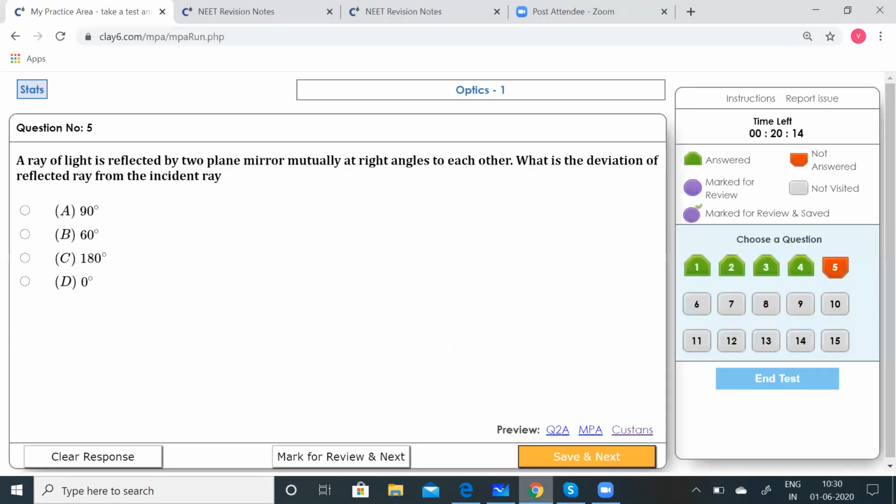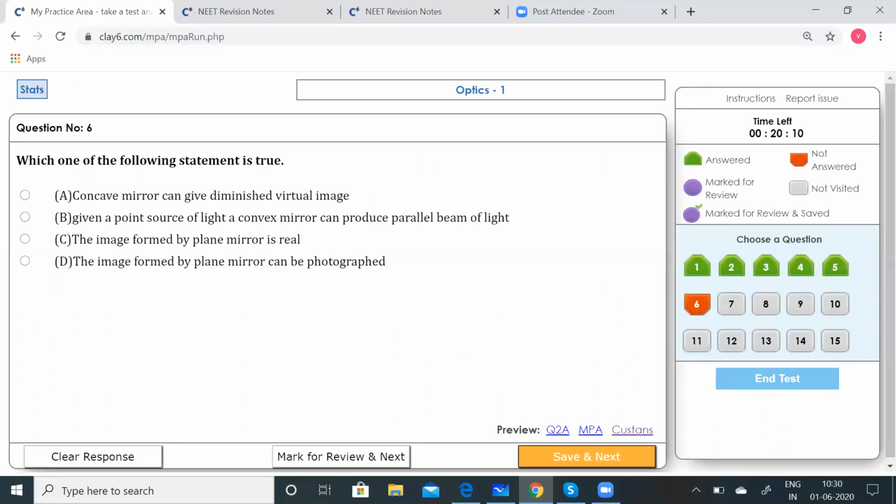So let's see which option is correct. Option C, 180 degrees, is correct. So go to the next.